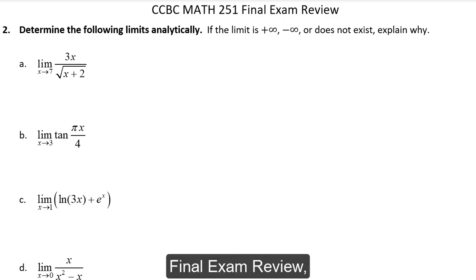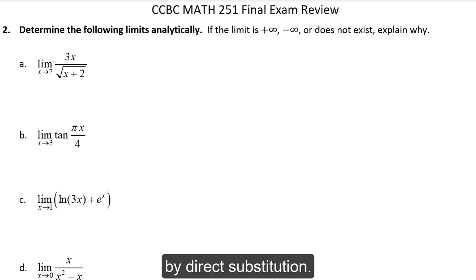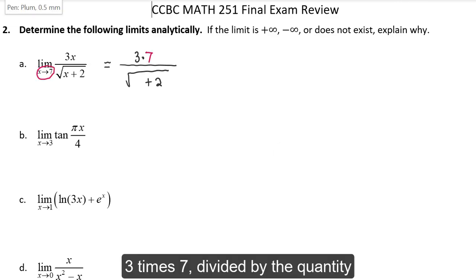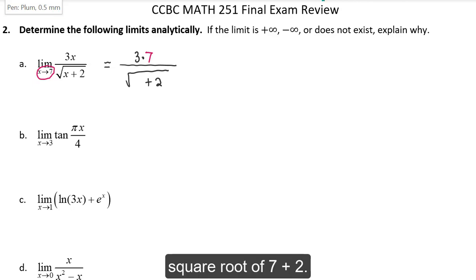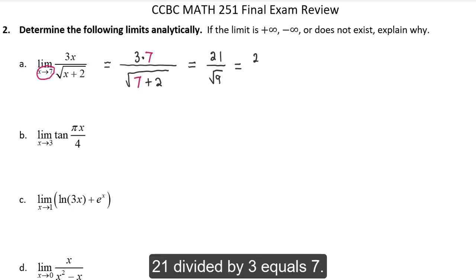Calculus 1 Final Exam Review, Problem 2. We begin these limit calculations by direct substitution. We replace x with 7. 3 times 7 divided by the quantity square root of x plus 2. We get 21 divided by the square root of 9. 21 divided by 3 equals 7.